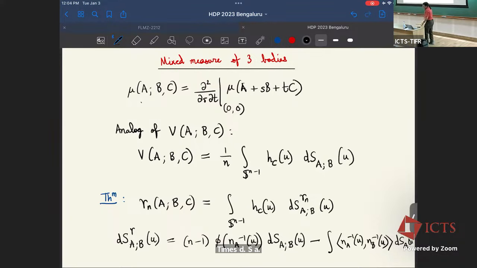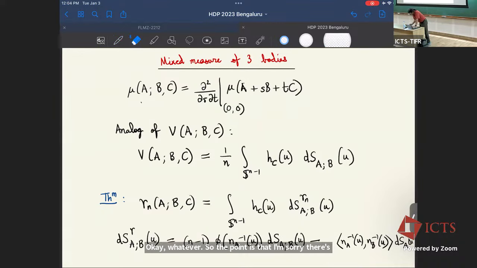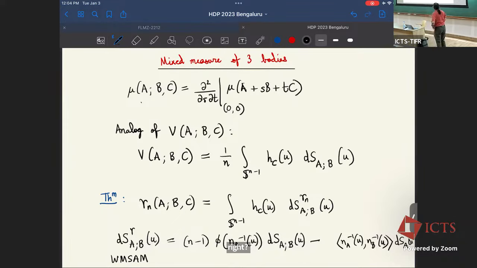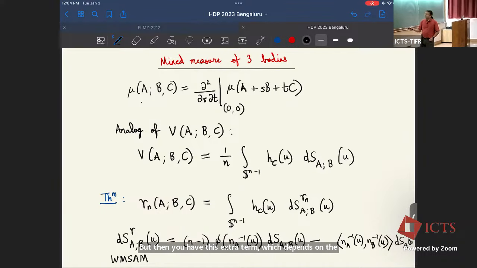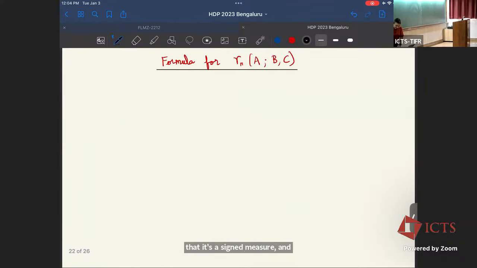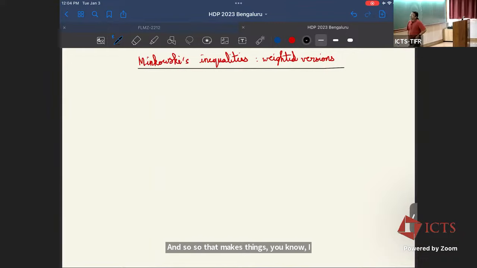Okay, whatever. So the point is that this is the measure. This weighted mixed surface area measure, which is expressing the combined effect of A and B, is basically some weighted version of the Lebesgue case. But then you have this extra term which depends on the surface area measure of A, and this thing can be positive or negative. So this weighted mixed surface area measure is not necessarily a positive measure. It's just a signed measure. That's all you can say. And that makes things more complicated than in the Lebesgue case.